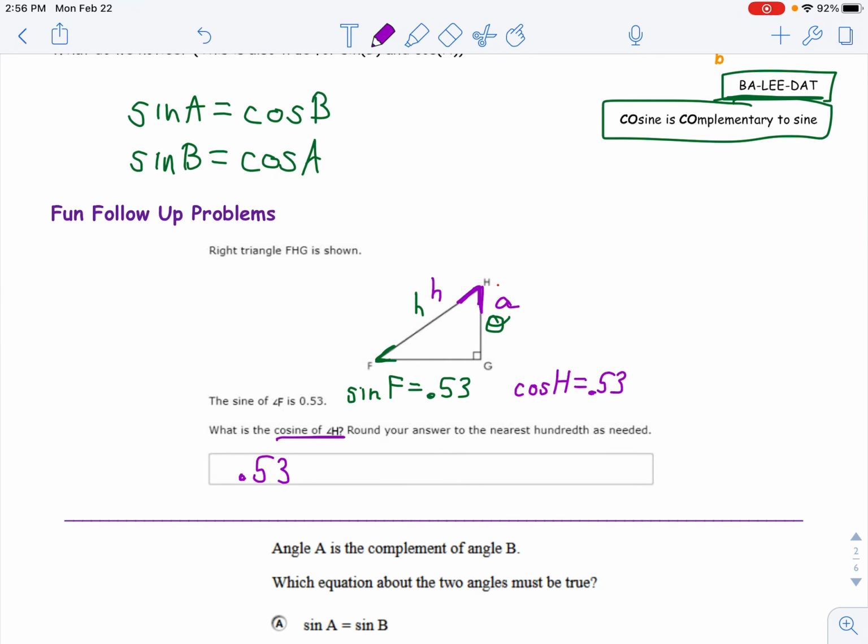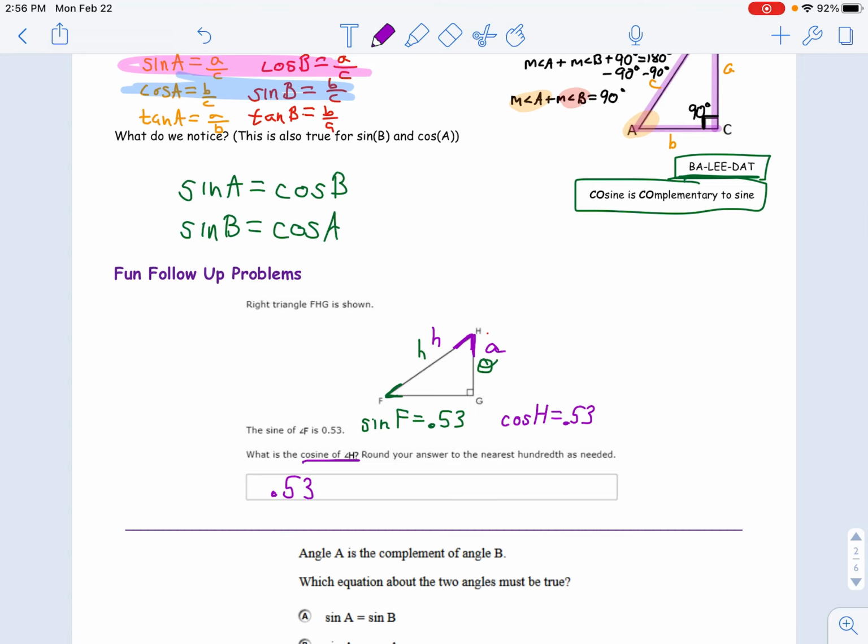It's a very specific problem. It's this rule only that you have to know to be able to do it. But if you know this rule, it's incredibly easy. It's just equal. It's the same thing. The sine of angle F is the same as cosine of angle H. And that makes this problem really easy.